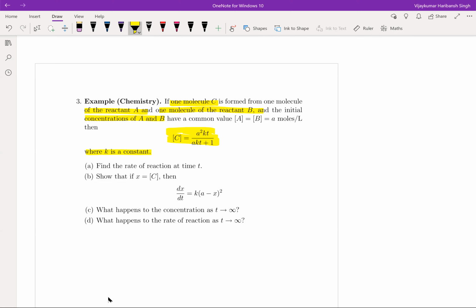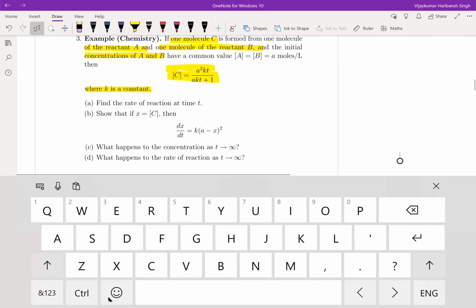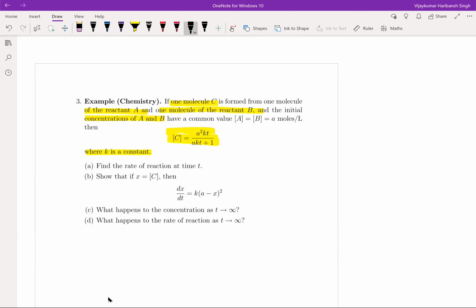So what is the rate of reaction? The rate of reaction is at what rate the reaction is happening. But the reaction happening is the same as how fast the molecule C is forming. That indicates the rate of reaction, right? So for A, we need to find out dC by dt. That is going to be d by dt of a square kt over akt plus 1.